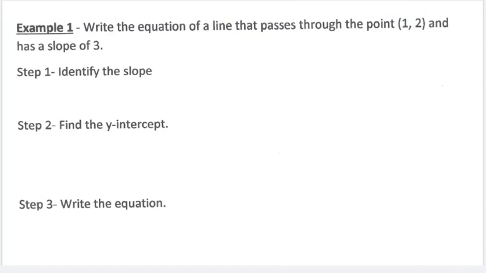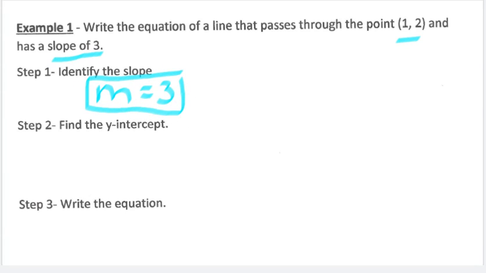So we're going to write the equation of a line that passes through the point (1, 2) and has a slope of 3. Our first step is to identify the slope. So our slope is 3, and I'm going to circle that. Always circle your slope because you're going to need that for the very last step.